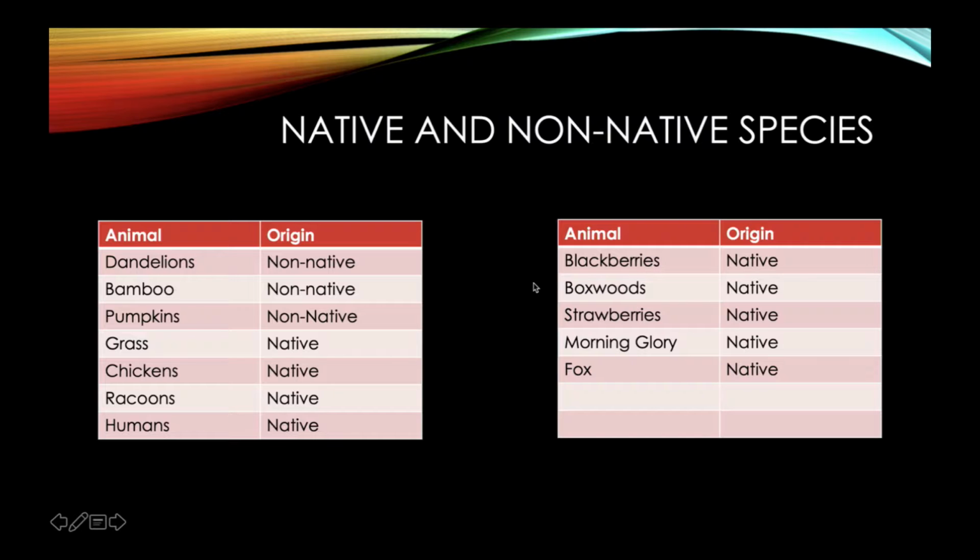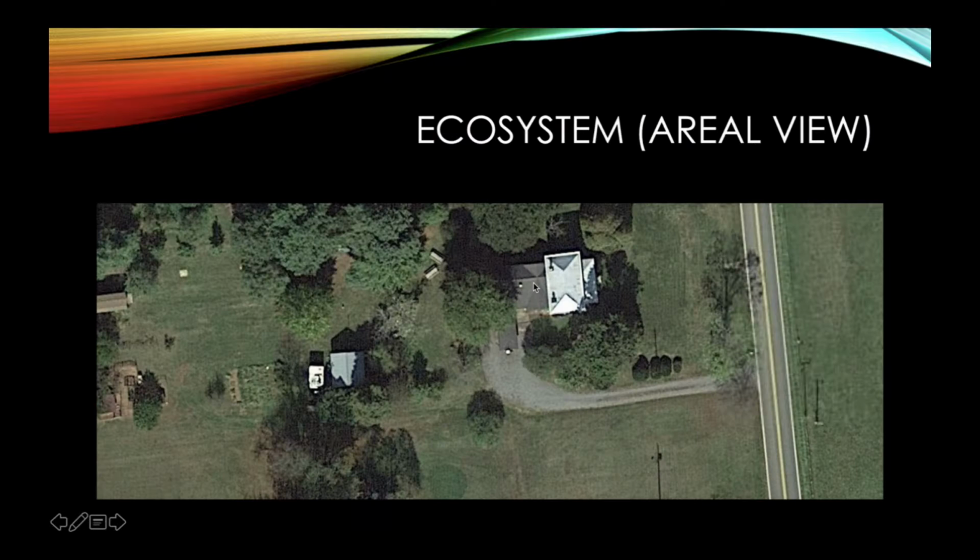Now, if we go back and take a look at our ecosystem from an aerial view, right here, you can see that it is quite large and consists of many other things that I have not listed in this video. One example is the food chain that I have previously stated: the grass, which is a primary producer, is consumed by the primary consumer, chickens, which are consumed by the secondary consumer, foxes.